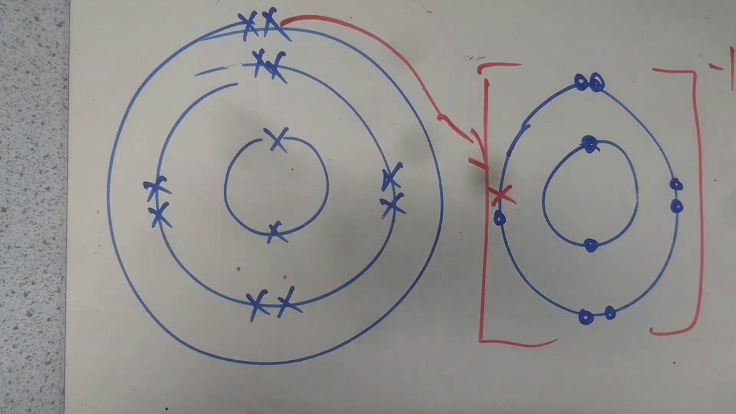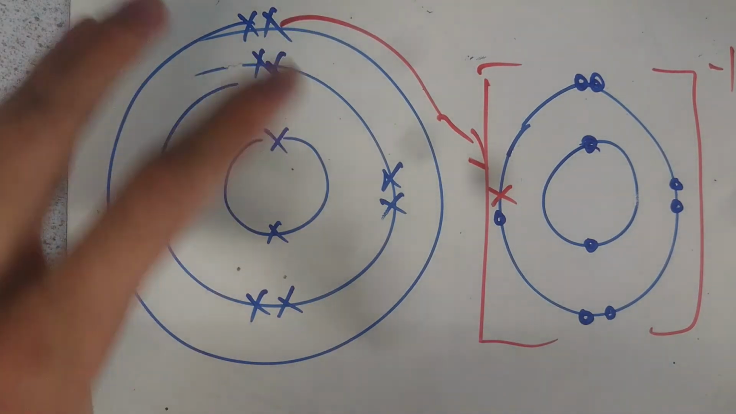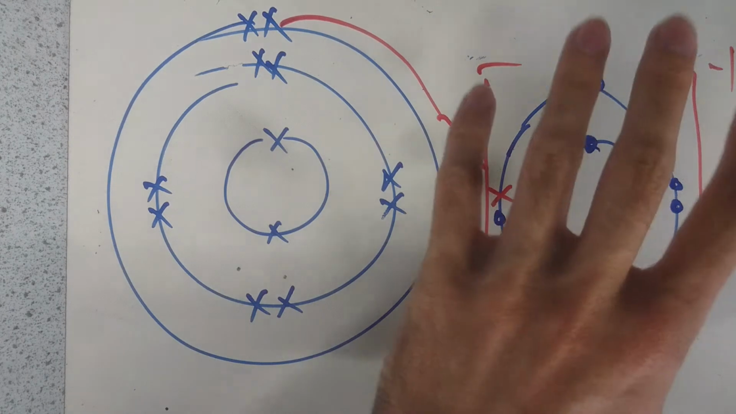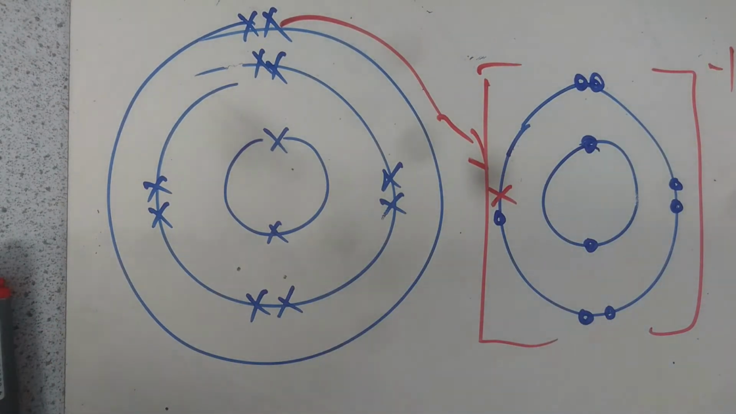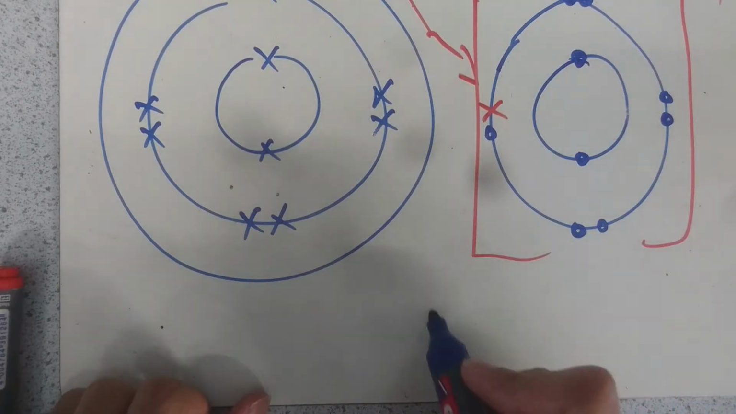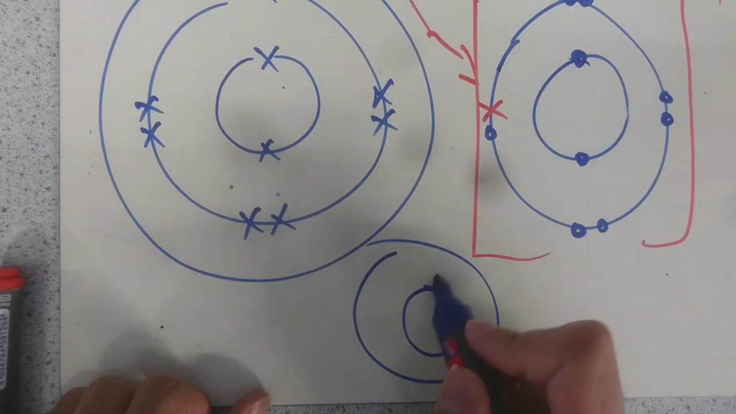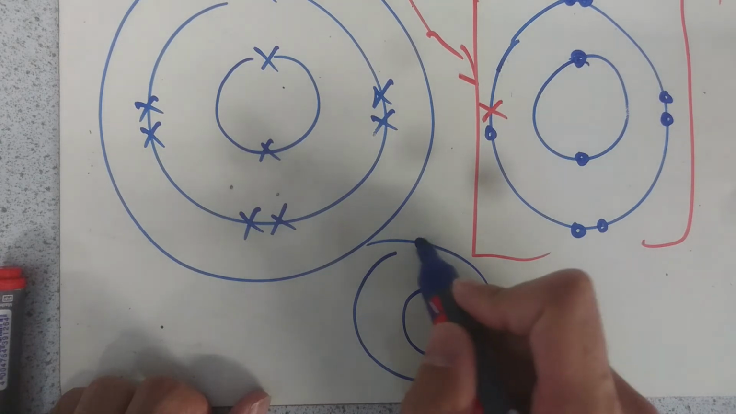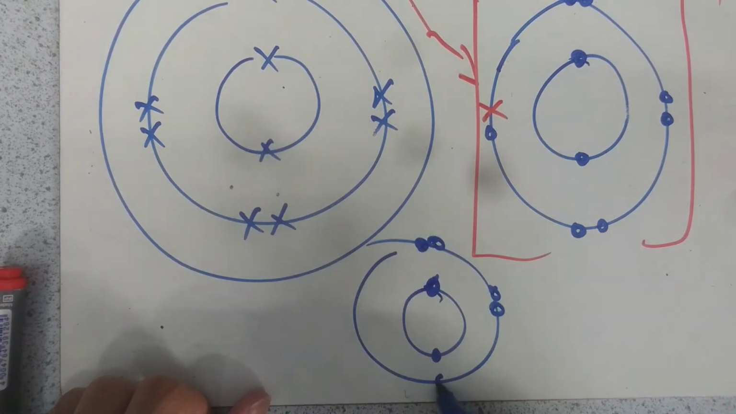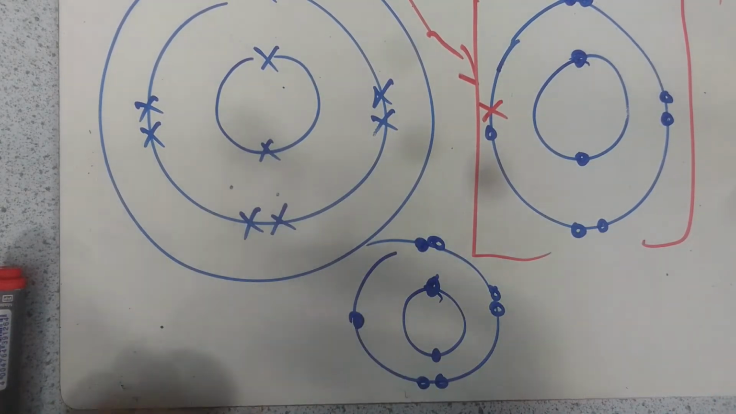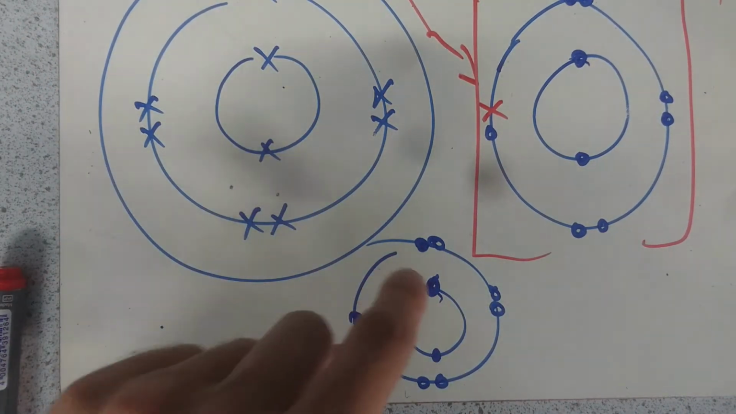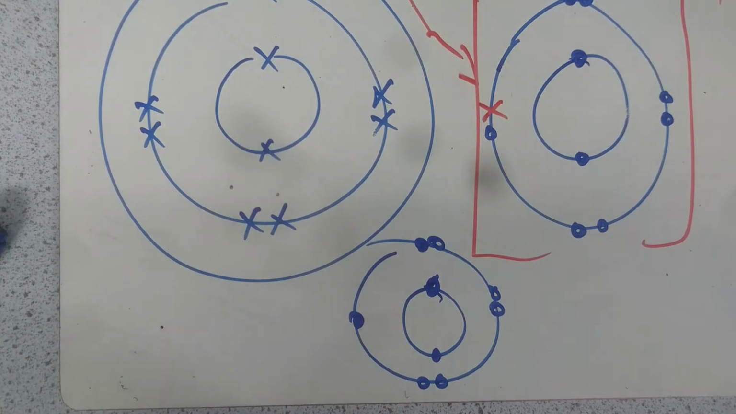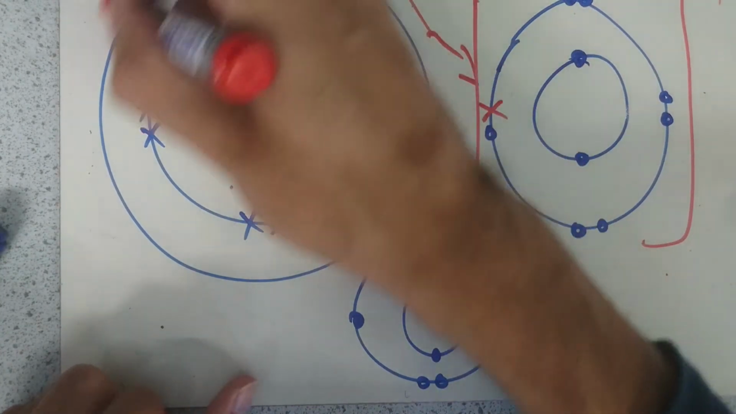It will still be reactive if it's got an unfilled outer shell. This fluorine's now full though. That can't take any more on. So what happens now, and I've not left myself enough room really to do this, is we won't ever just have 1 fluorine floating around. There'll be billions and trillions of fluorines floating around when they come and collide with each other. So that can then take the second electron.